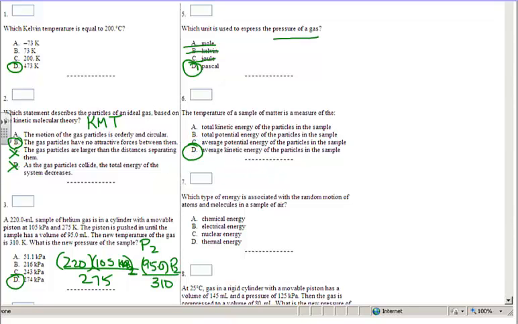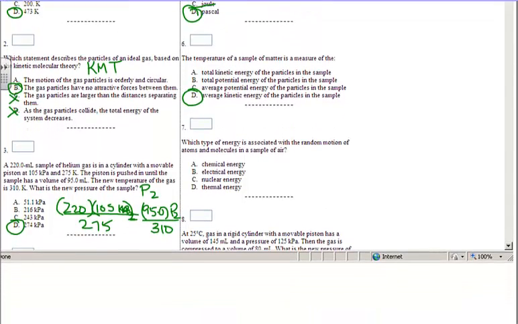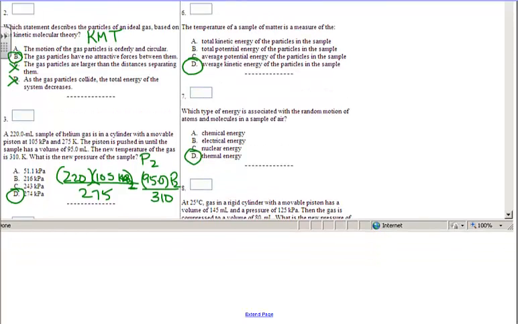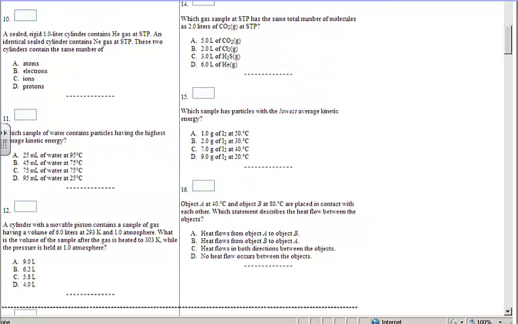Which type of energy is associated with the random motion of atoms and molecules in a sample of air? Well, it's not chemical energy, because we're not dealing with any type of chemical reaction. Electrical energy? No. Nuclear energy, well, we haven't even learned about that, so we're going to say thermal energy. Heat is going to make the motion of the particles speed up, so it allows them to move freely and have more collisions, hence the collision theory.